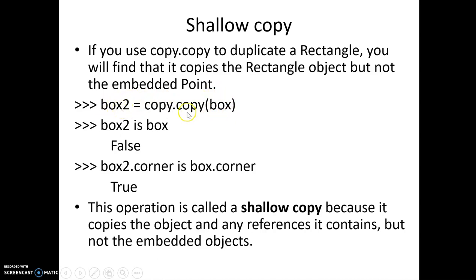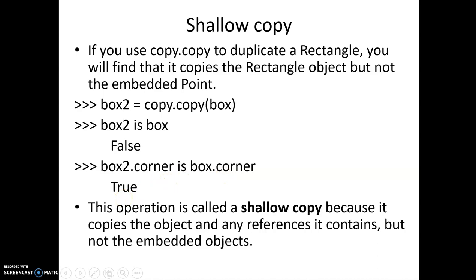But if you want to check whether these two objects are the same, you can run box2 is box, which will give the result as False. But in turn, if you want to check the attribute associated with these two objects, like whether box2.corner is the same as box.corner, then it will give you the result True.